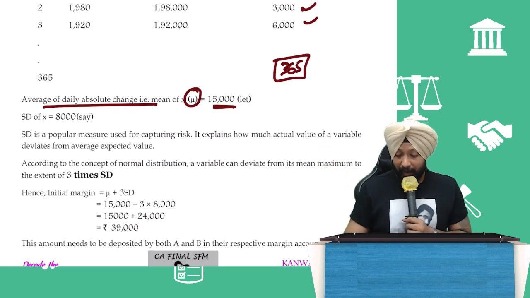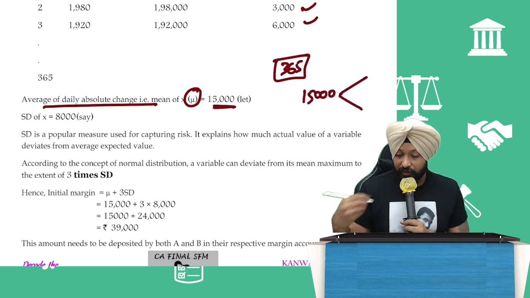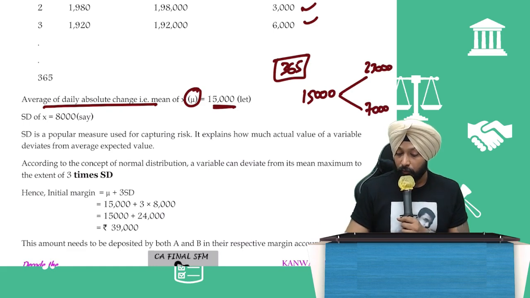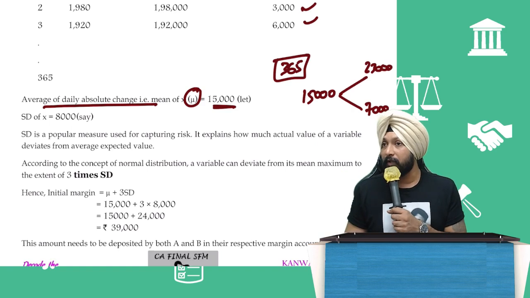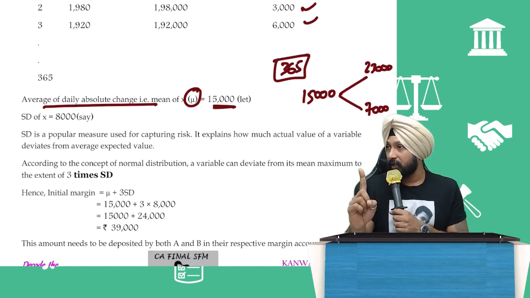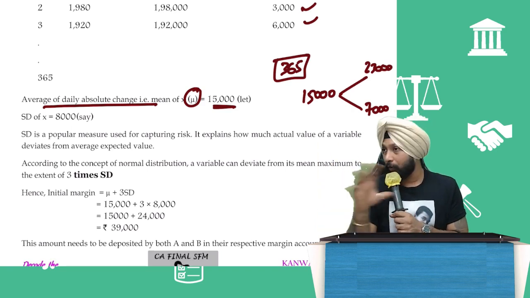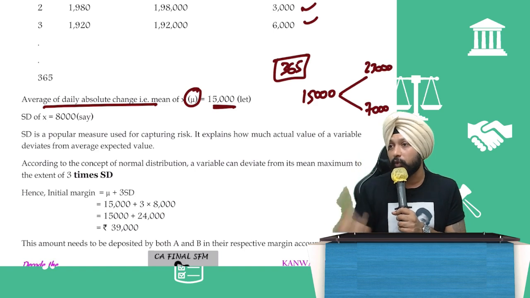So what is the maximum deviation which can happen? If the value is 15,000 and the standard deviation is 8,000, then on the upside it can deviate by another 8,000, and on the downside also by 8,000. So upside it can go up to 23,000, downside it can come down to 7,000. But we don't go for 1 time the standard deviation, we go for 3 times the standard deviation to capture the maximum potential risk, because at the end of the day the clearinghouse will not allow any party to default.